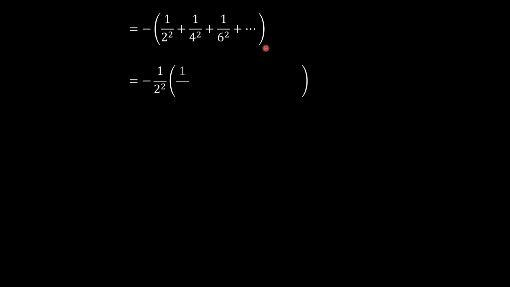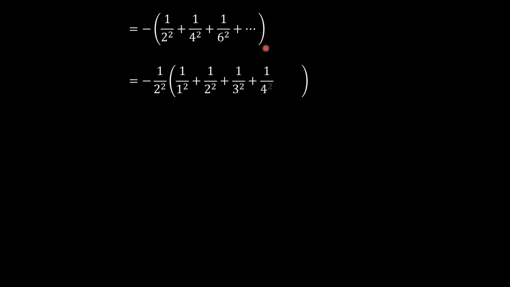Anyway, with that in mind, we do have this negative of open bracket 1 over 2 squared plus 1 over 4 squared plus 1 over 6 squared, and so on. Let's pull 1 over 2 squared out. And so inside the bracket, we're left with 1 over 1 squared plus 1 over 2 squared plus 1 over 3 squared, and so on and so on and so on.